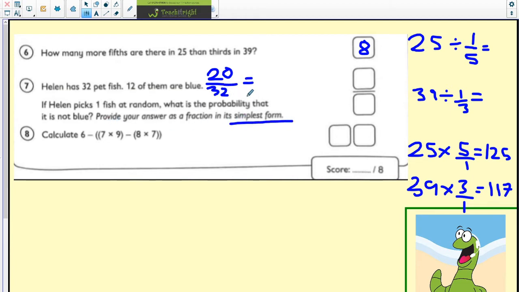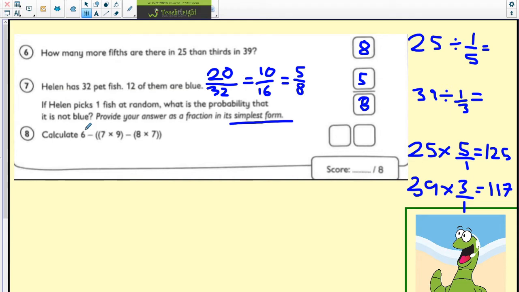So to simplify, highest common factor is best, but any factor will do. So let's divide both by 2. So that becomes 10. And that becomes 16. Both even, so I divide by 2 again. So that becomes 5. Becomes 8. Check. Nope, can't simplify anymore. Final answer, 5/8. Number 8, calculate 6 minus 7 times 9 minus 8 times 9.